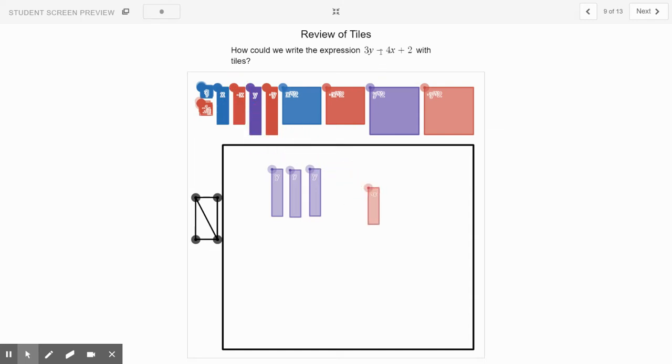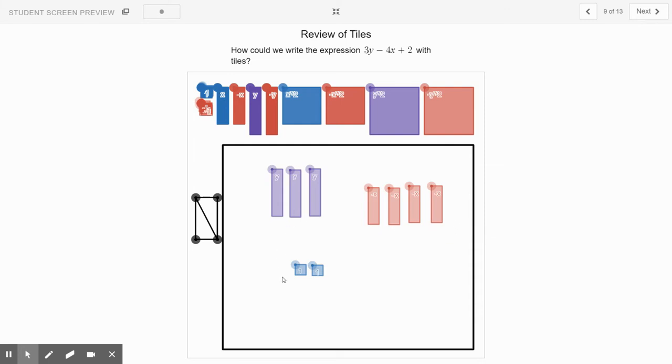Because remember, I could rewrite that using adding the opposite. You may have learned SAO, same add opposite. I can rewrite that as plus negative 4x. So really this is negative 4 x's. So I'm going to get 4 negative x tiles. Okay. And now lastly, I've got this plus 2. So I'm going to get 2 unit tiles.